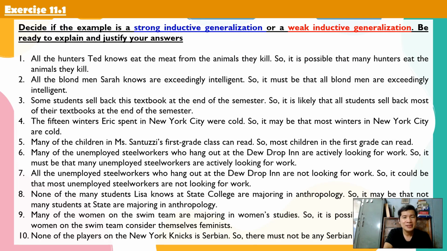So you can see here comes a list of a few arguments. We have 10 arguments. And decide whether it is a strong inductive argument or maybe a weak inductive argument. I mean, strong and weak here refers to the logic.